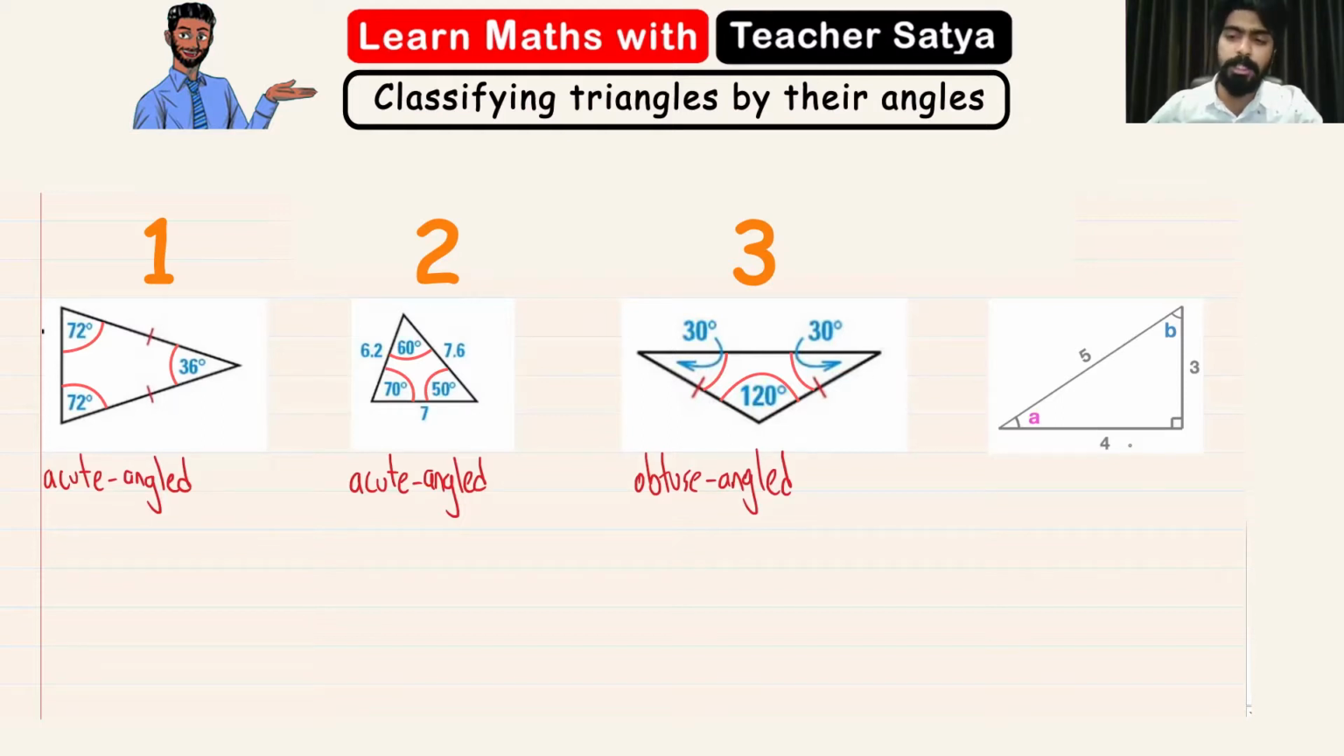And in question number 4, if we take a look at it, we have one of its angles straight away which is a right angle, right guys? Now in a triangle, if one of its angles is a right angle, we know straight away that it is a right angled triangle. Alright guys, and that is how we would classify triangles by their angles.